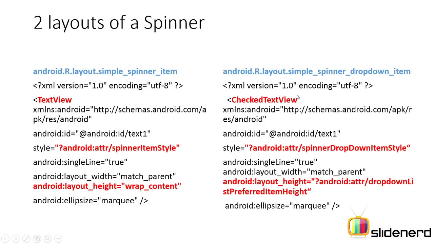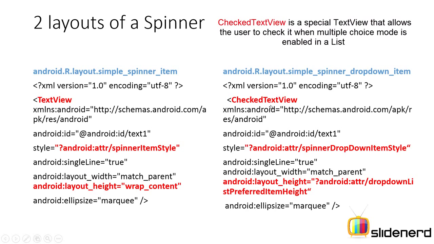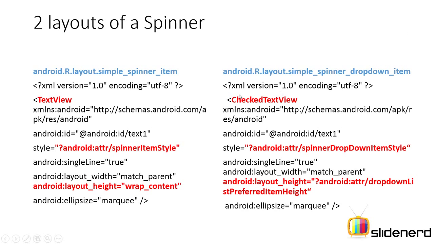Now, last but not the least, a comparison between both the layouts. As I said, they contain a single text view, each of them. The left one, which is simple spinner item, contains a text view. The right one contains a checked text view. And the other differences being in style and height. And that's the only difference you have. Now you could go ahead, make a custom layout here, and that would take care of everything about how your spinner looks. So in the next video, I'm going to go to Android Studio and I'm going to make this spinner work.